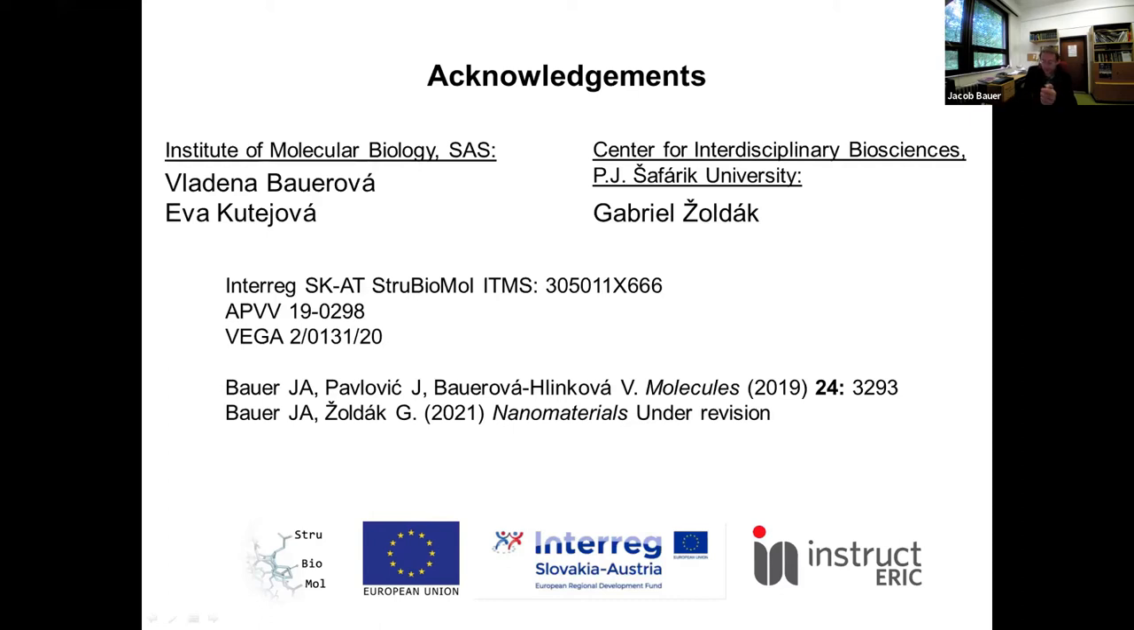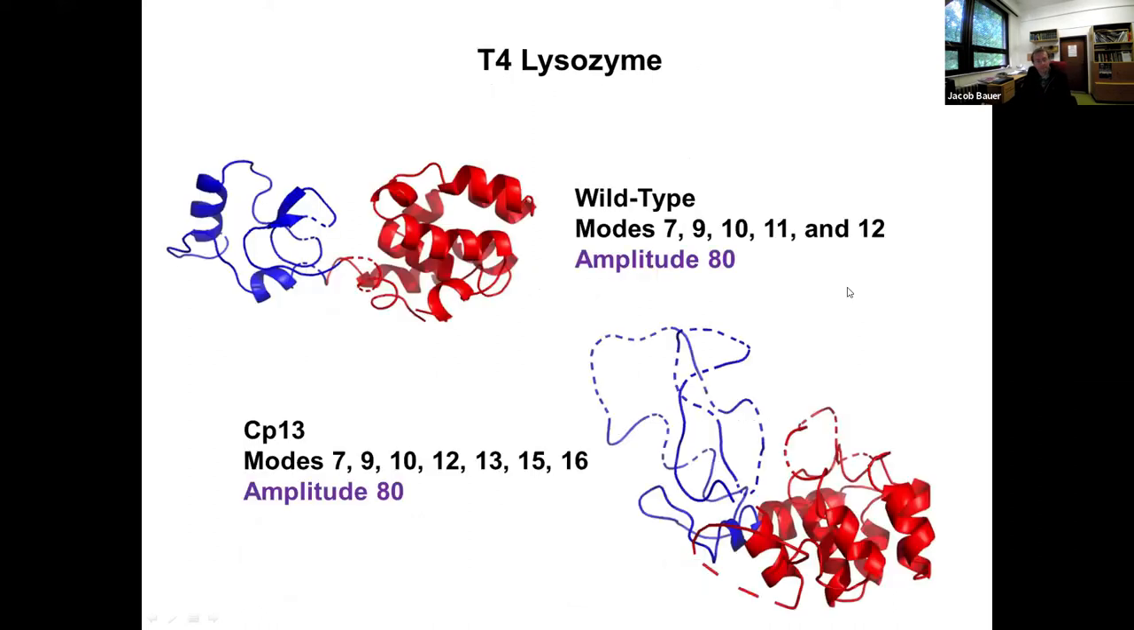In the case of T4 lysozyme, the CP13 domain is less structurally stable than it is in the case of the wild type. That's about all you can say. The structures that come out of this kind of distortion are not physically reasonable in the sense that you can use them to say, this is what it looks like. You can use it to say, this is probably what's happening.